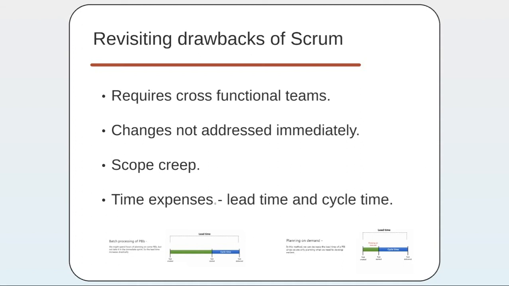So changes are addressed, but might not be addressed immediately enough for some projects. So that is one disadvantage. And then the scope creep and also time expenses. In time expenses, there are 2 time types in agile: the lead time and cycle time for a PBI. The lead time is the time taken for a PBI from the time of its creation until the QA person has declared that this PBI is done.